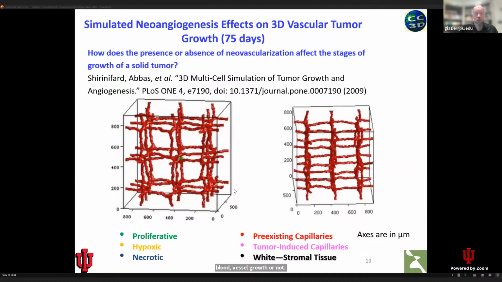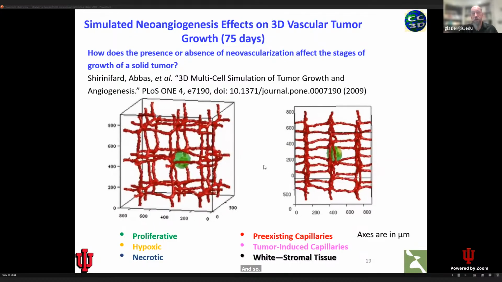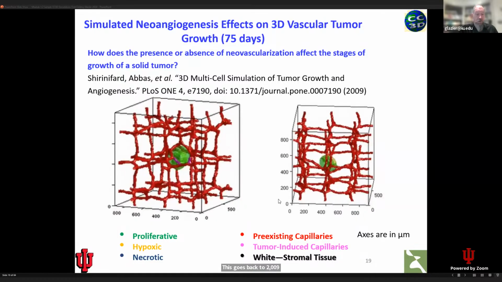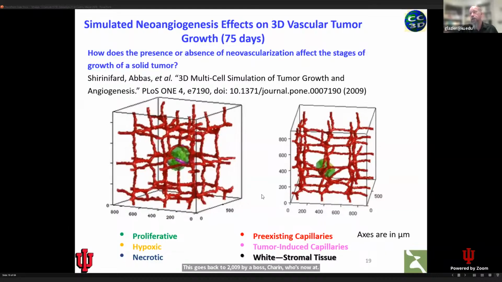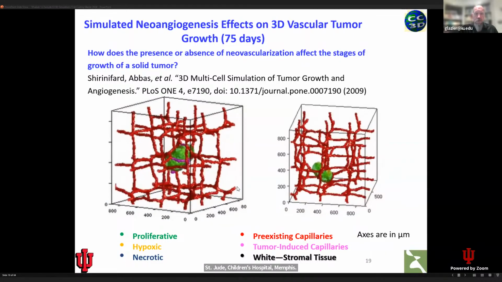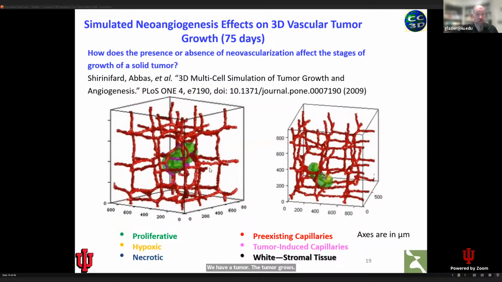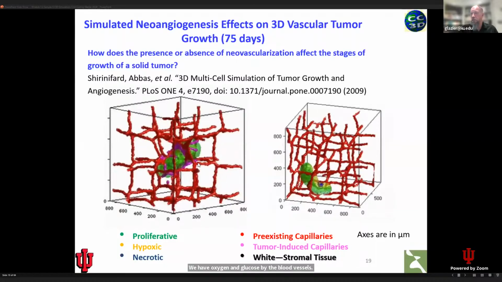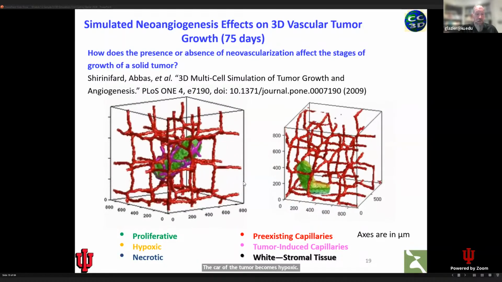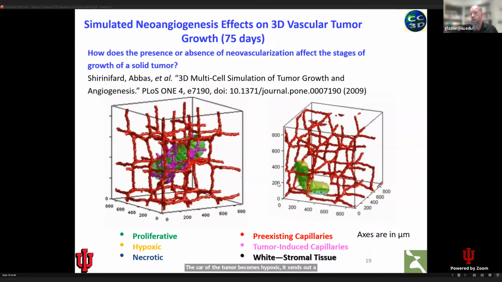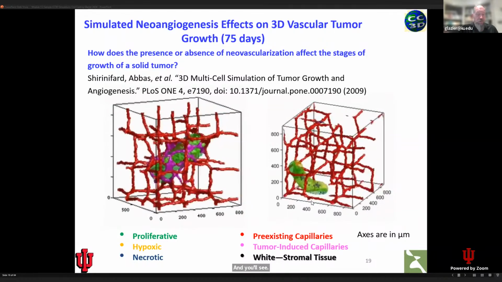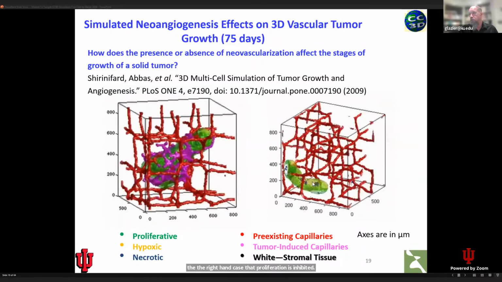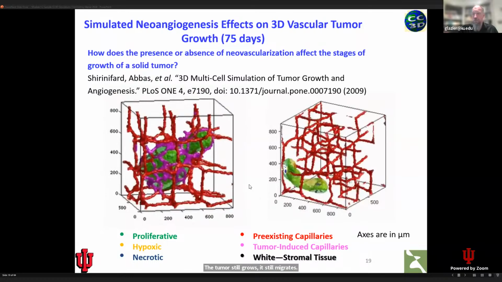In this case, we have a simple simulation. This goes back to 2009 by Abbas Shirinifard, who's now at St. Jude Children's Hospital, Memphis. We have a tumor. The tumor grows. We have oxygen and glucose supplied by the blood vessels. The core of the tumor becomes hypoxic. It sends out a signal that causes the blood vessels to proliferate. And you'll see in the right-hand case that proliferation is inhibited. The tumor still grows, it still migrates, but it grows more slowly and in a different pattern.